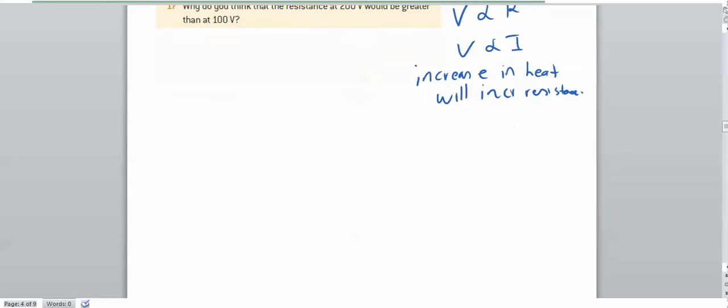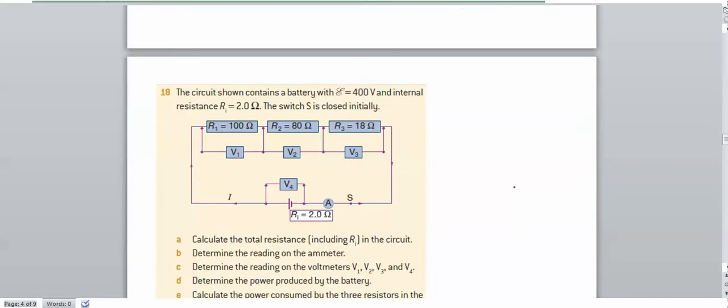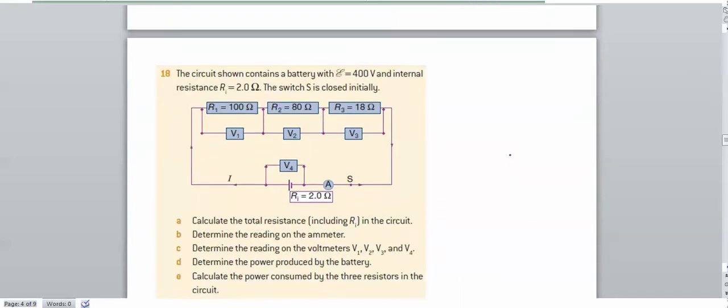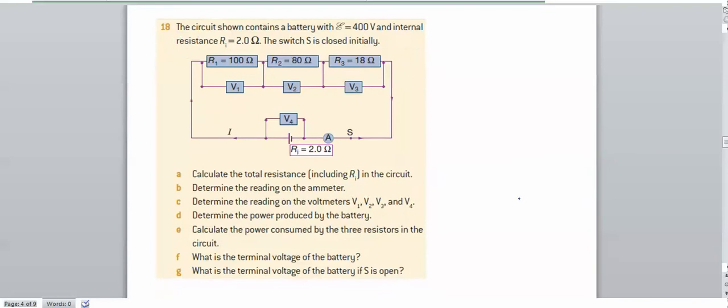That's about all I can really say for that one. Question 18. So I'm going to plow through some of these fairly quickly.